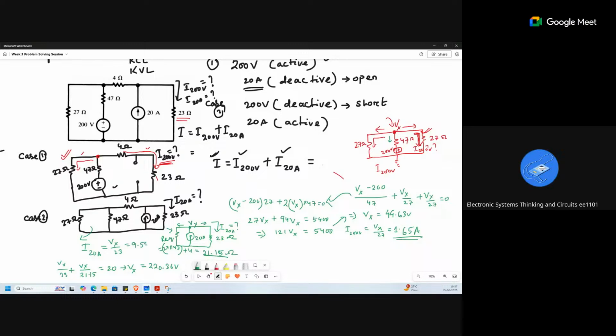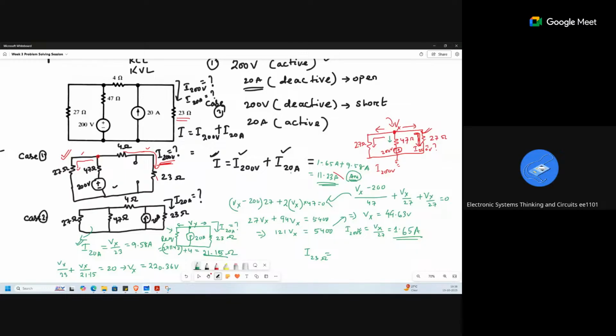You're getting 9.58 ampere. So you got this 9.58 ampere due to the 20 ampere source, and you got 1.65 ampere for the 200 volt source. So total current across the 23 ohm will be I 200 plus I 20. So you will be getting 1.65 ampere plus 9.58 ampere. So total current will be 11.23 ampere. So this is the final answer.